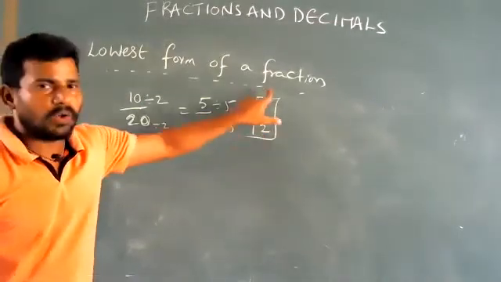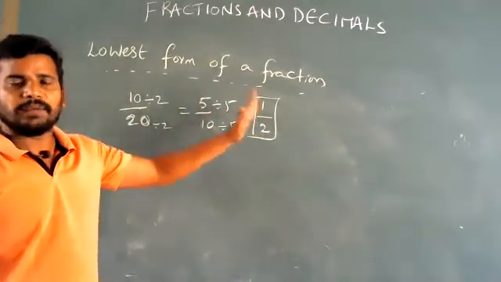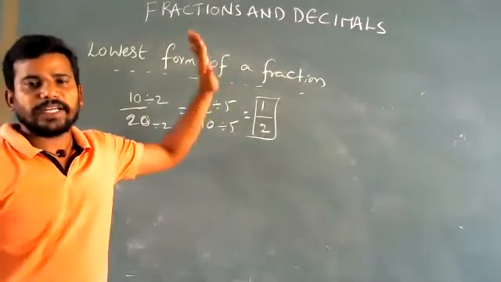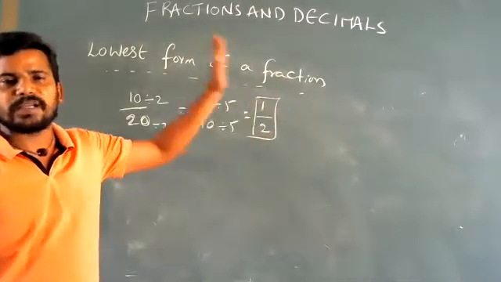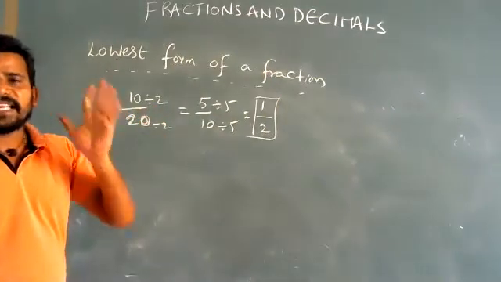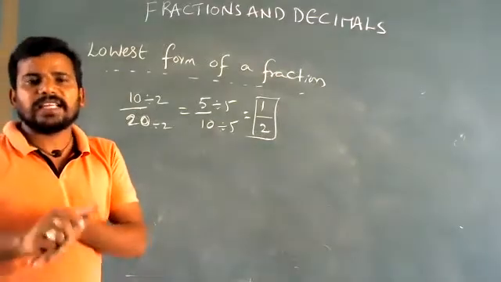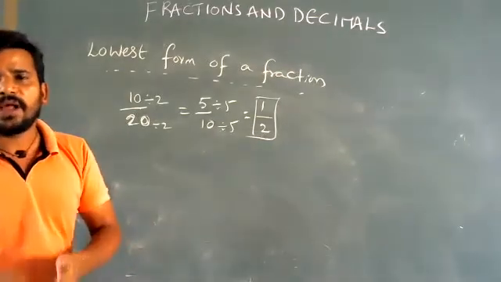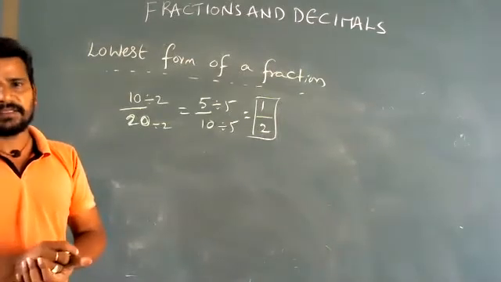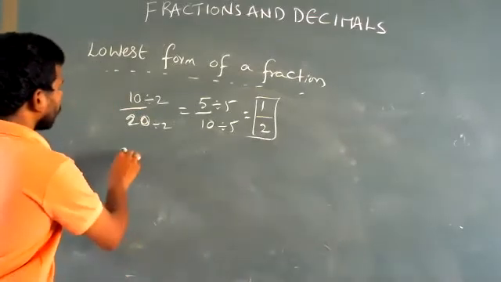So it has no common factors. The numerator and denominator have no common factors. So it is called lowest form or standard form or simplest form. When a fraction has no common factors, that fraction is called the lowest form, simplest form or standard form of a fraction. Clear, children? One more example I take.